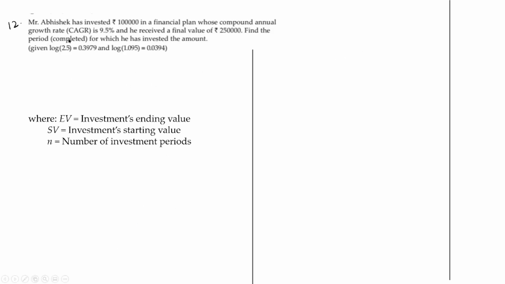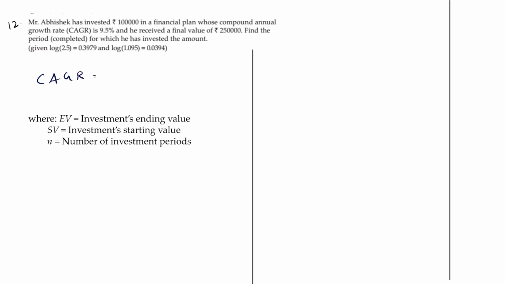Next question. Mr. Abhishek has invested rupees 1 lakh in a financial plan whose compound annual growth rate is 9.5% and he received a final value of rupees 2,50,000. Find the period completed for which he has invested the amount. So here the ending value is given, starting value is given and the compound annual growth rate is given. We need to find the period for which it is invested. We need to find N.